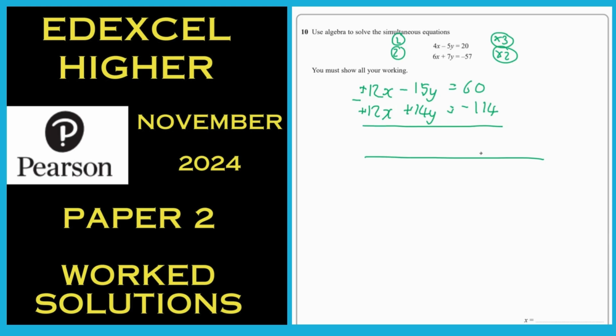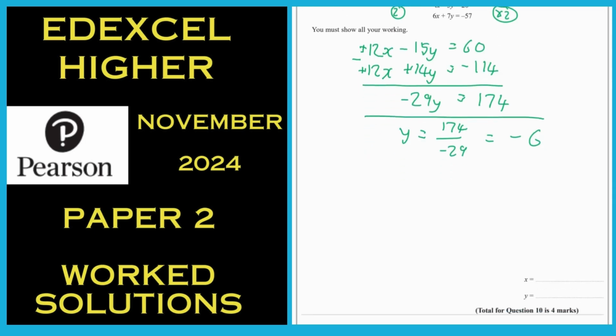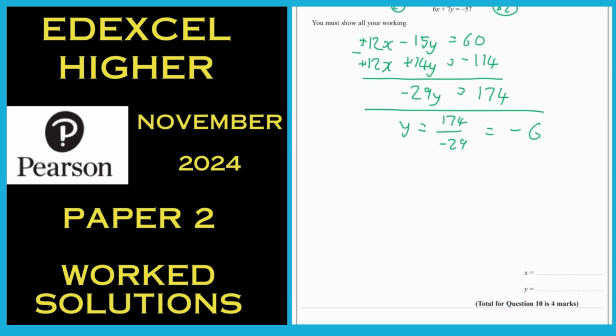Use your calc if you hate negative numbers. It's negative 15y minus 14y. Takes us down to minus 29y. 60 take away minus 114 is 60 plus 114. And to find y, 174 divided by minus 29. And when it works out to be a relatively friendly number, you can always have confidence that you're nearly there. Minus 6, in it goes.